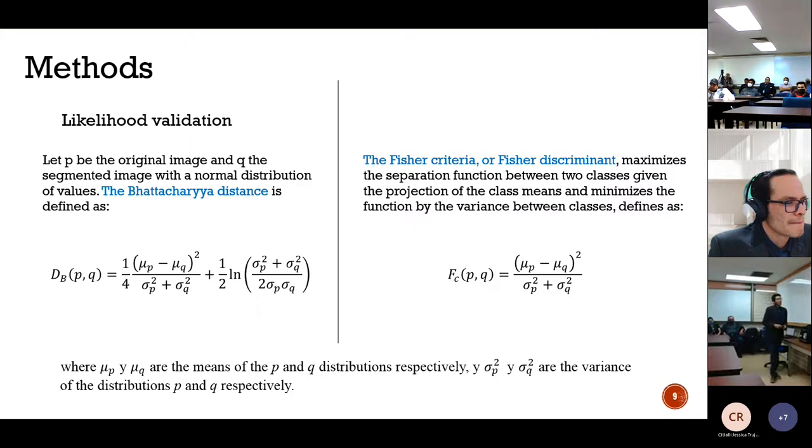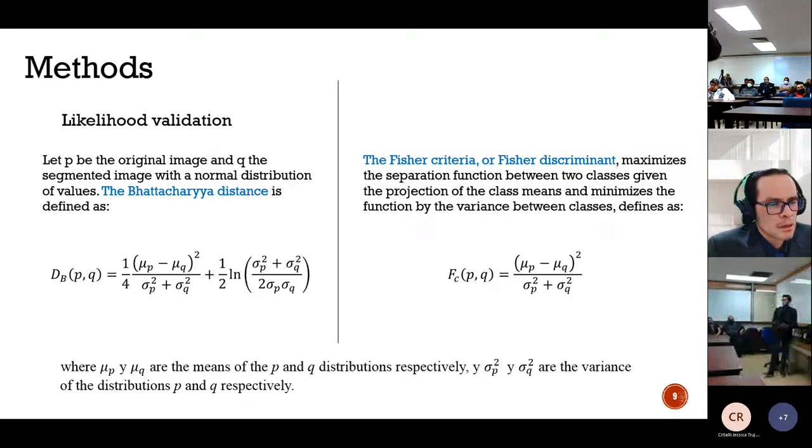Also, we perform a validation just to know how accurate we are. These methods are known as blind validation: the Bhattacharyya distance and the Fisher criteria. We call it blind validation because there is no standard to know how well our segmentation is performing, and also because we don't have a database in which we can compare, like I call it, what the correct segmentation of the images is. And that's the point of our research.